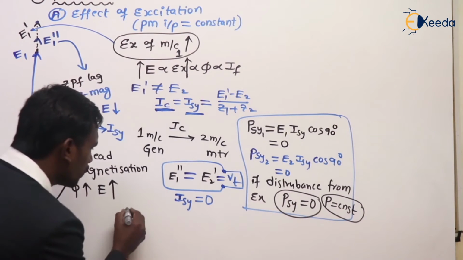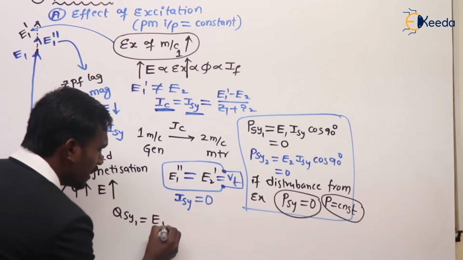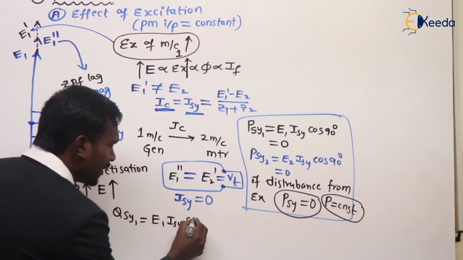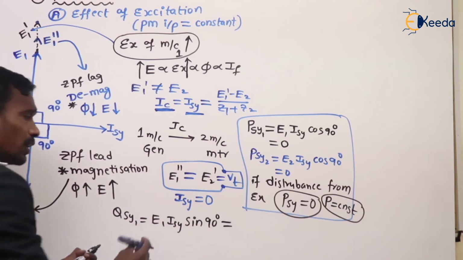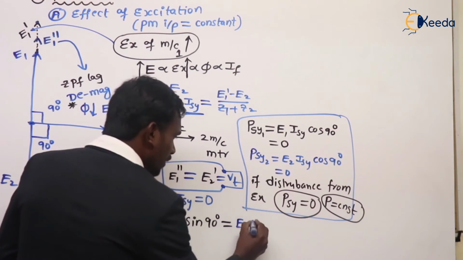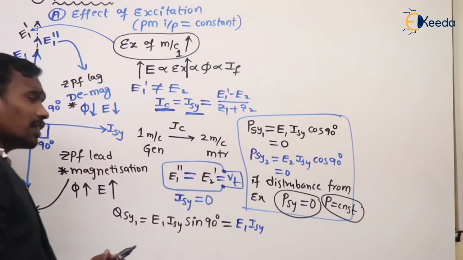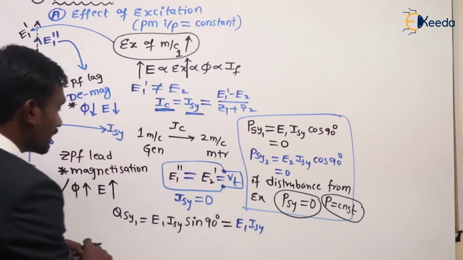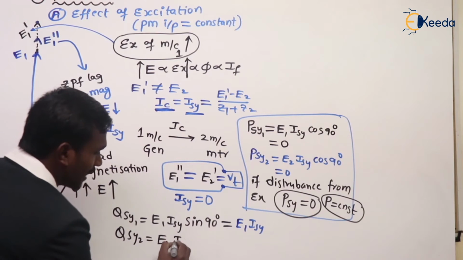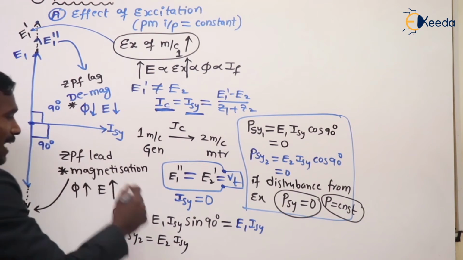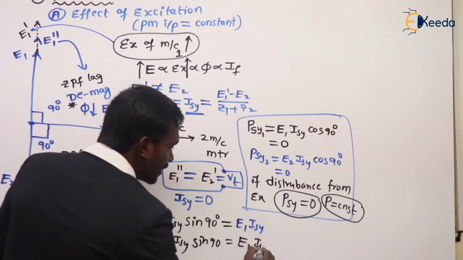Let's check the reactive power. See here, QSY1 is equal to E1 ISY sine phi. Sine phi is nothing but sine theta. What is theta? 90 degrees. So here the answer is E1 ISY. Nothing but when the disturbance is from the excitation side, the synchronizing reactive power comes into action. Let's check for machine 2. E2 ISY sine 90, that is E2 ISY.